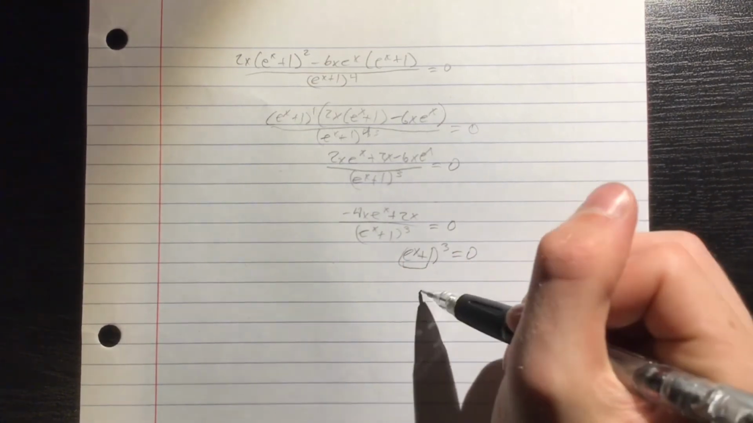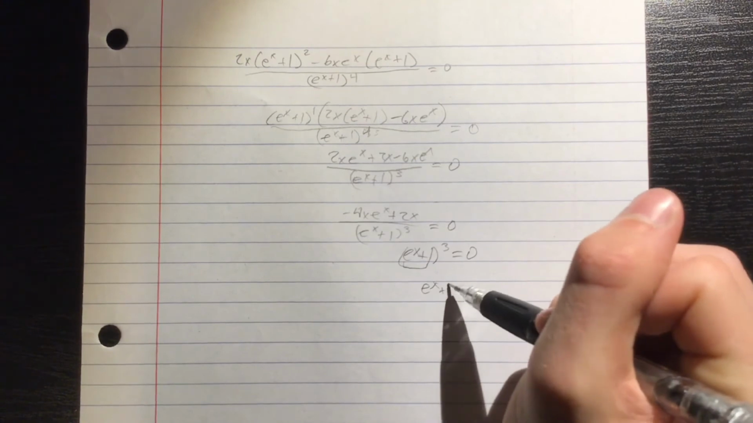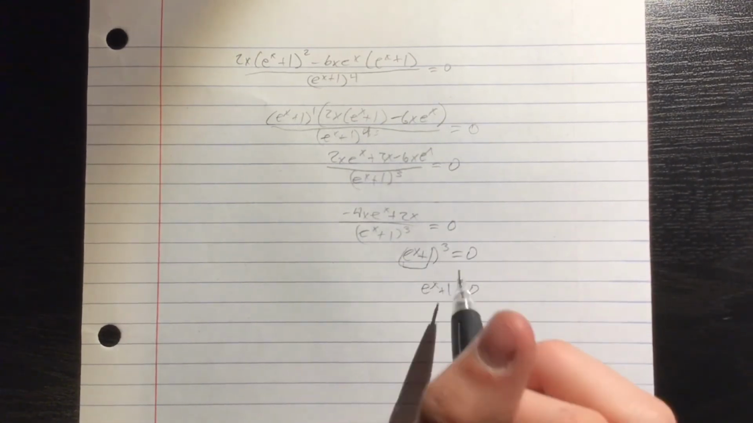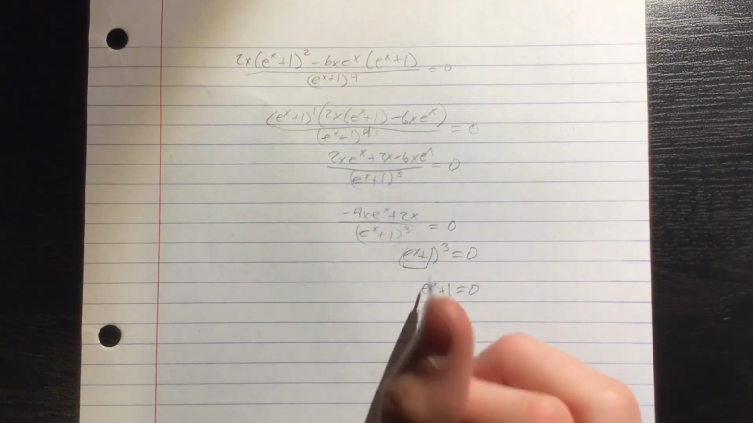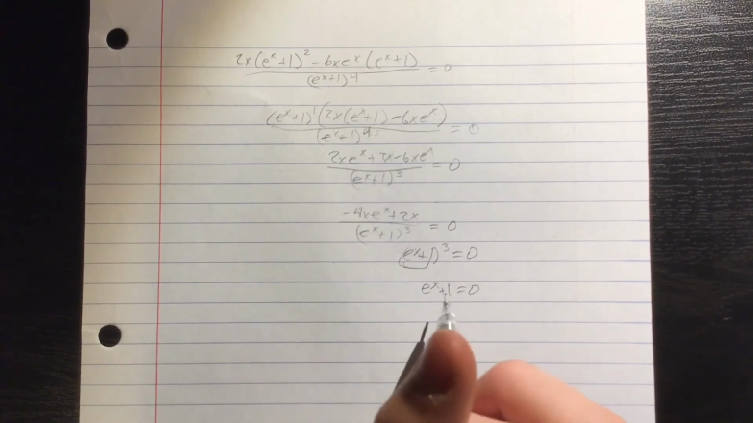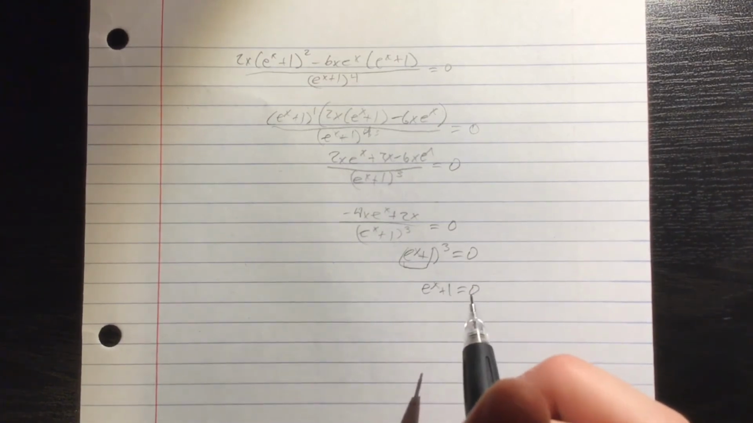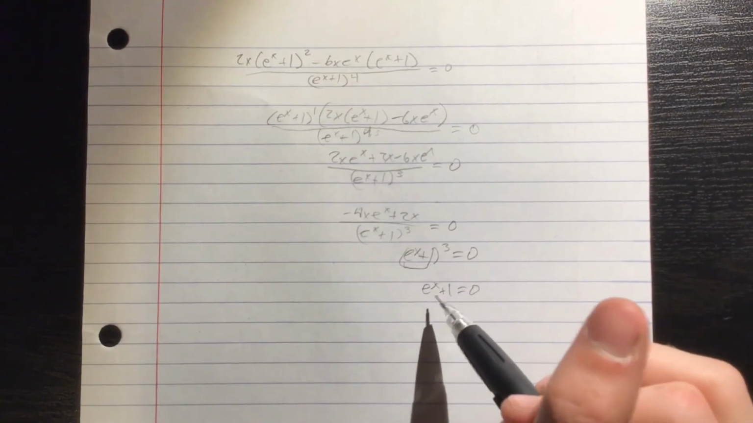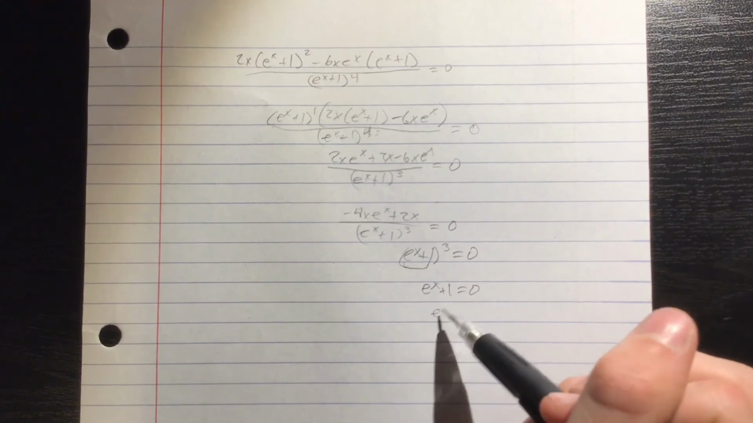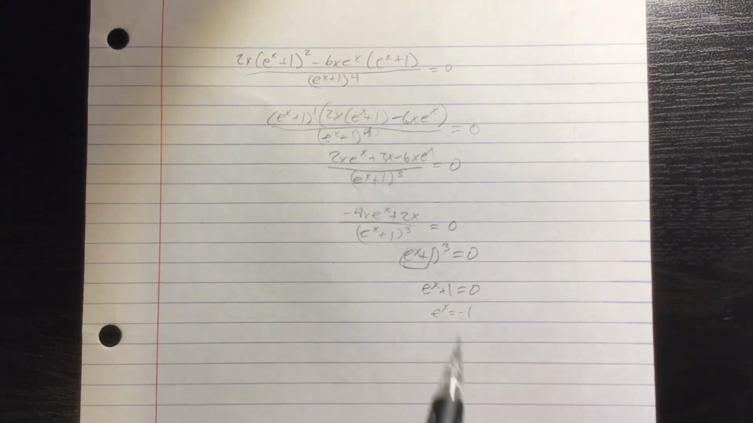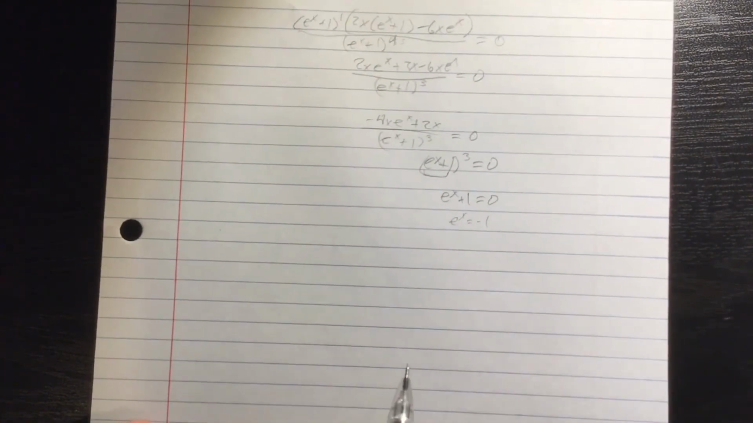Still going to be 0, so we can rewrite this as e to the x plus 1 equals 0. So hopefully that made sense. Cubing 0 still makes it 0. So this and this, whatever comes out is still going to be the same. You can check if you'd like. But now what we have, we can subtract this 1, e to the x equals negative 1. So now our task is, when does e to the x equal negative 1?